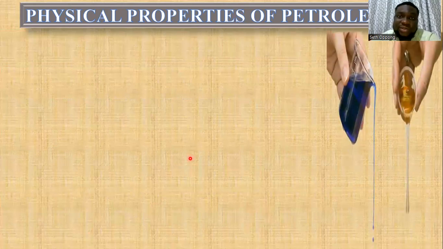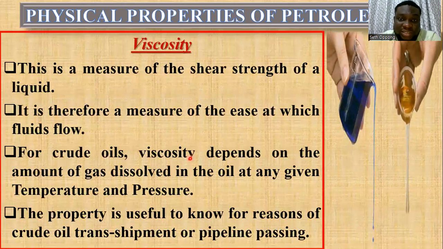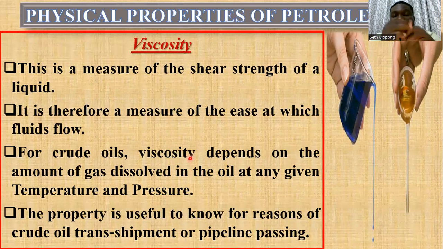So the next one we are going to talk about is the viscosity. So what is viscosity? Viscosity is the measure of the shear strength of a liquid. A crude oil which is very viscous indicates that the crude oil is heavy. And a crude oil which is less viscous indicates that the crude oil is light. So viscosity plays a very heavy role in determining the type of crude oil.